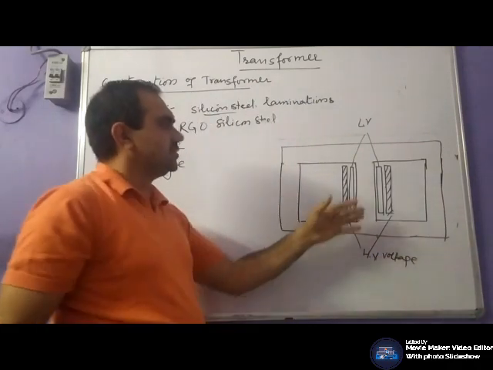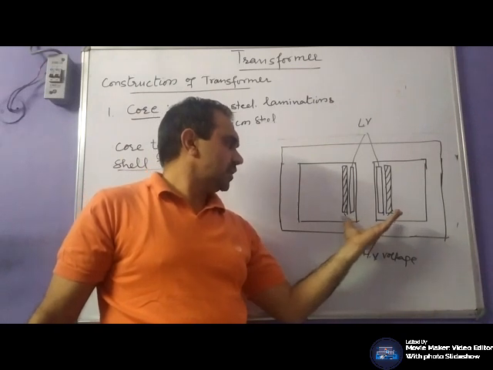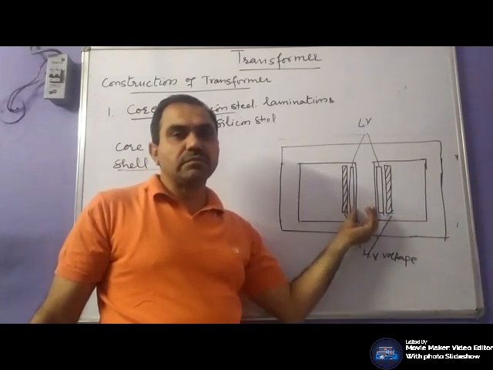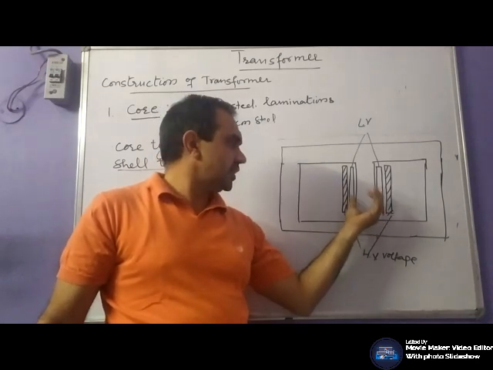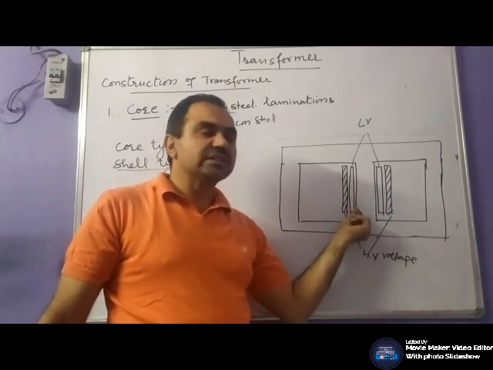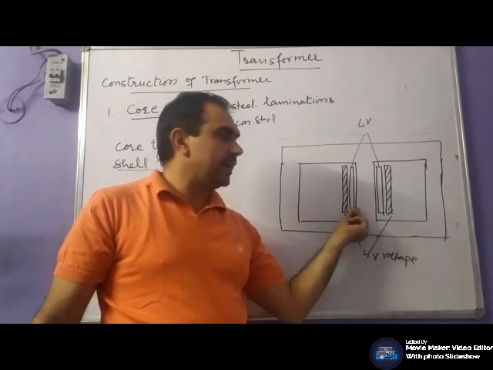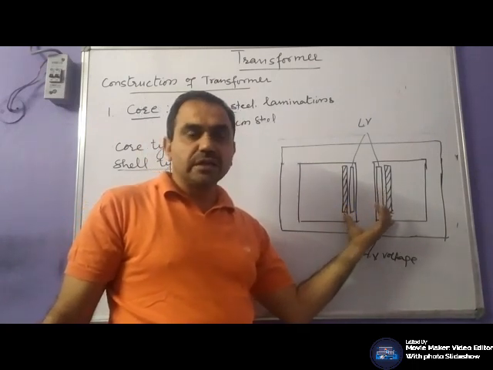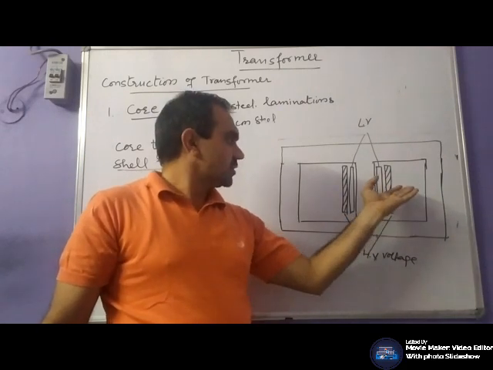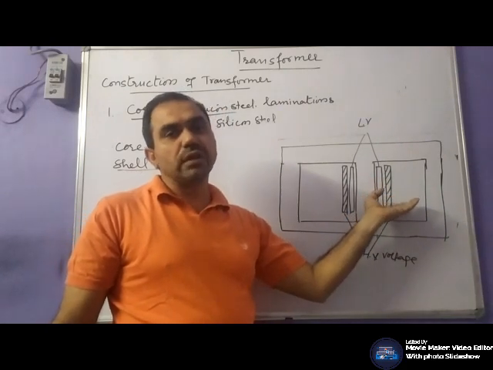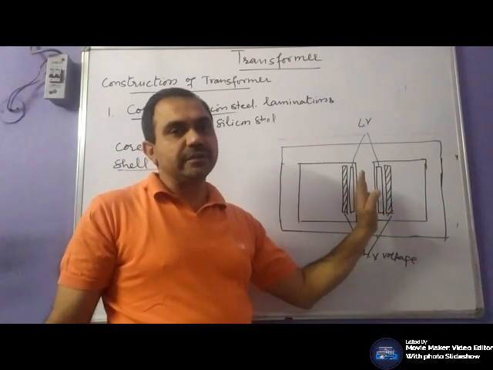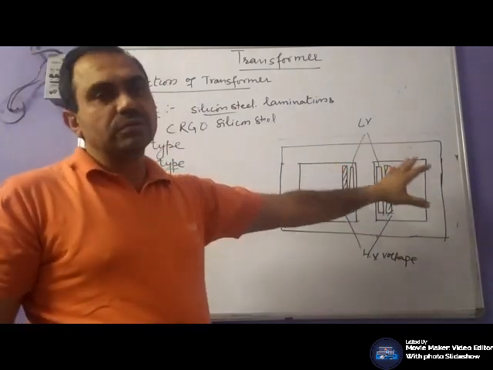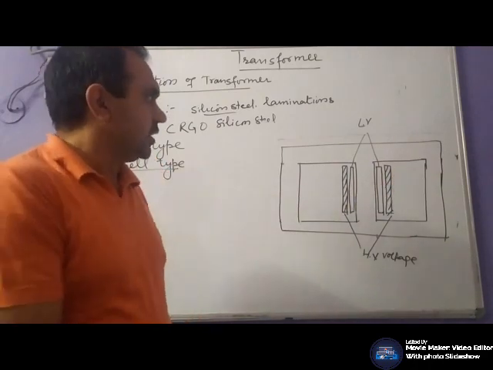Generally, high voltage winding is placed away from the core because if it is placed nearer to the core, due to large heat dissipation, the insulation arrangement between core and winding should be more. Whereas if it is placed away from the core, on the outer side, the air or oil will cool down this particular coil. That's why your high voltage winding is always placed on the outer side.